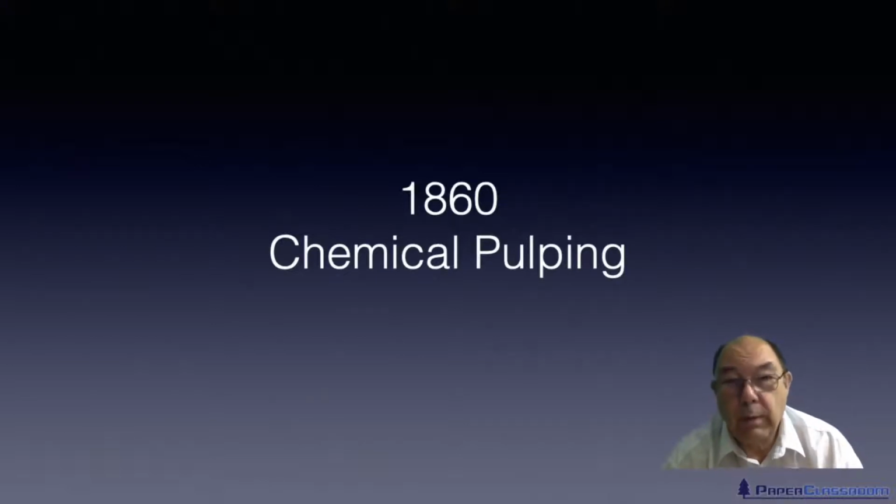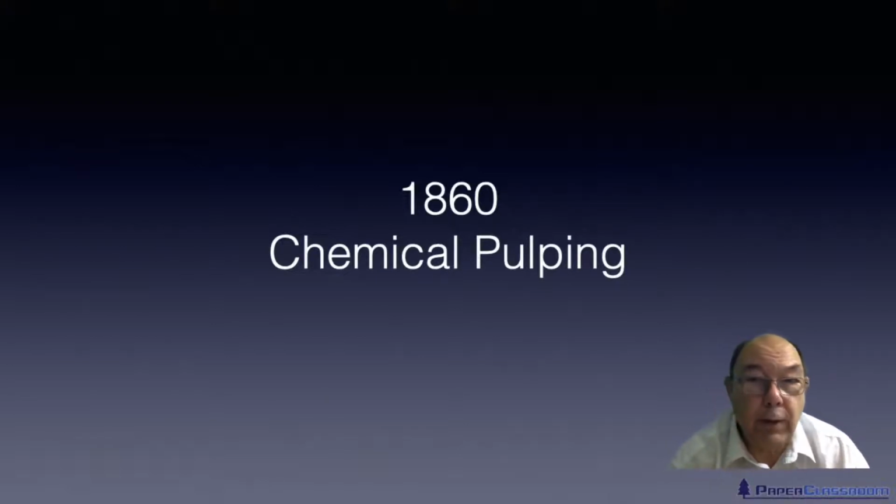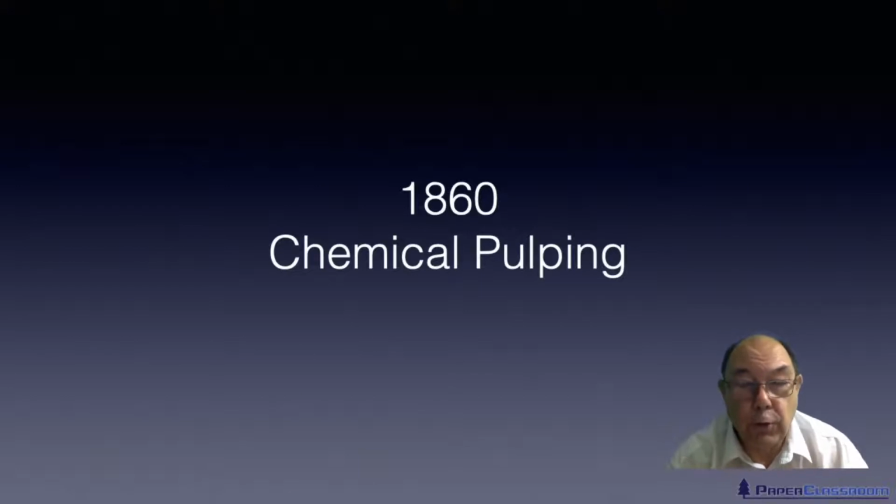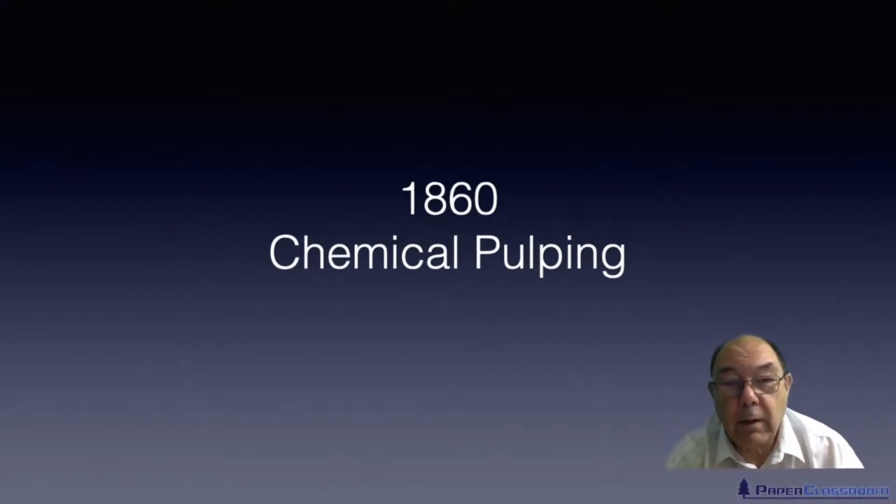With mechanical pulp, if you start off with a ton of tree, you'll end up with almost a ton of fibre. With chemical pulp, you start off with a ton of tree, you'll only end up with about half a ton of fibre because you've dissolved half of it and thrown it away. So again, we'll talk about that later.